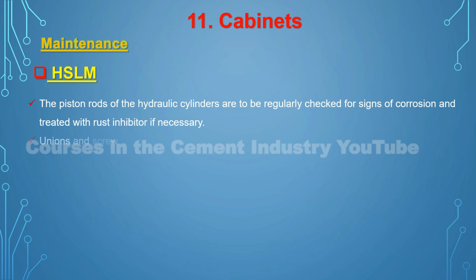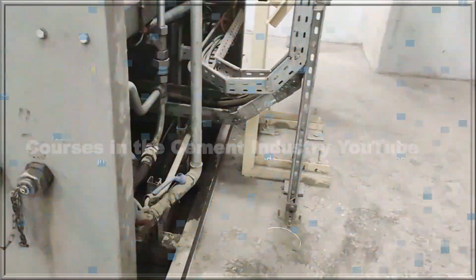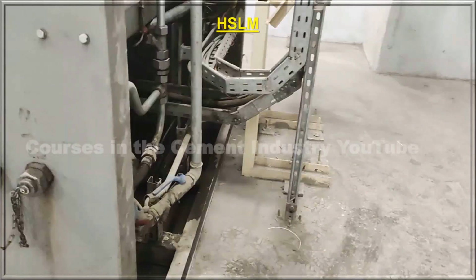2. Unions and screw connections shall be checked for proper seating at regular intervals. 3. Within the high-pressure area, materials may be used only satisfying the requirements for the 21A megapascal pressure stage. See this video about HSLM.